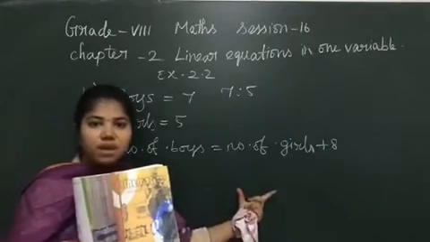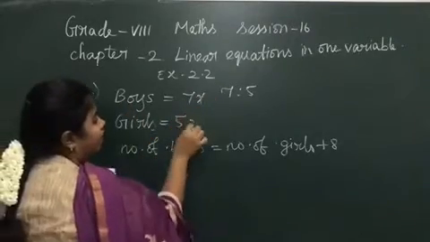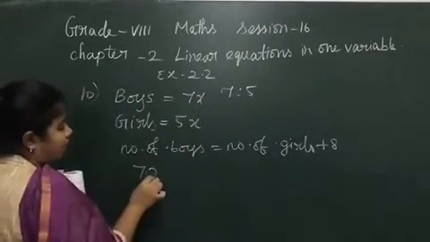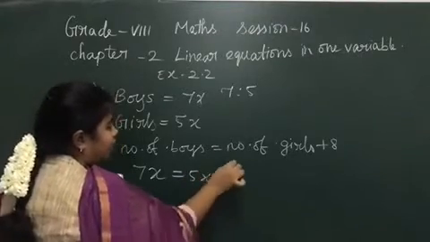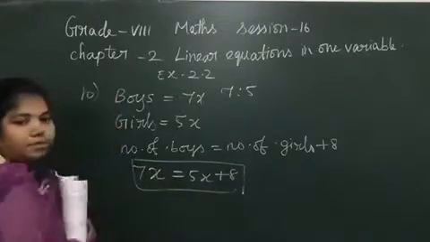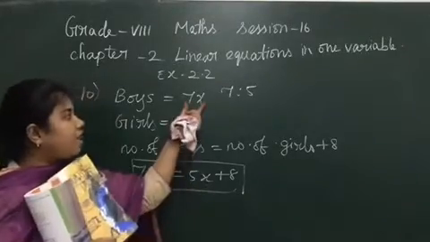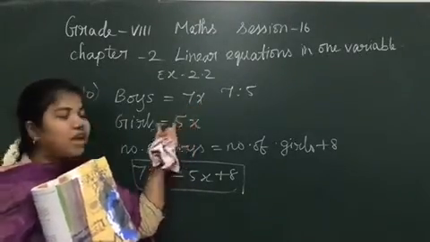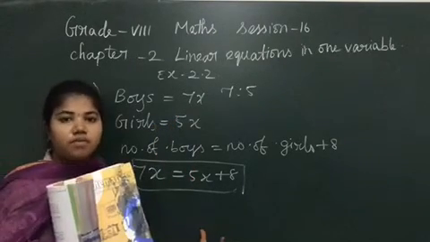Can you understand the statement? So this is what is given. Now what are the boys? 7x and 5x. So number of boys 7x is equal to number of girls 5x plus 8. If you solve this, you will get the x value. This is your homework. Solve the x value, substitute it in boys and girls, and find out the number of boys and the number of girls in the class.